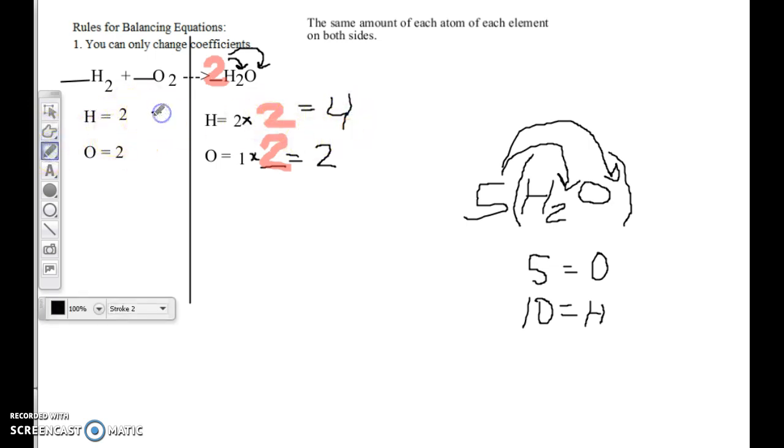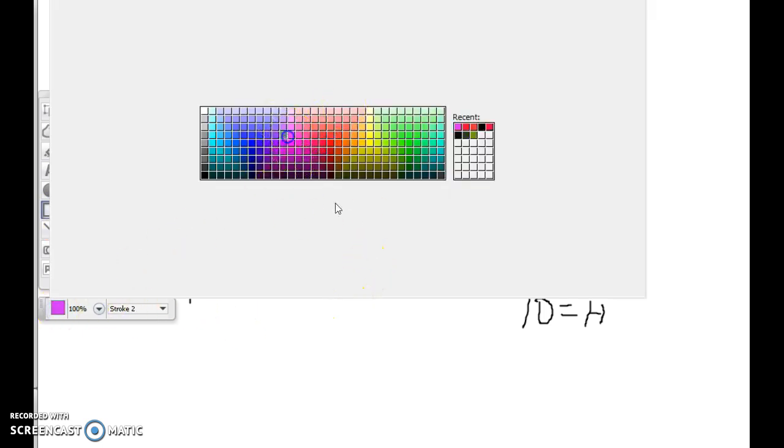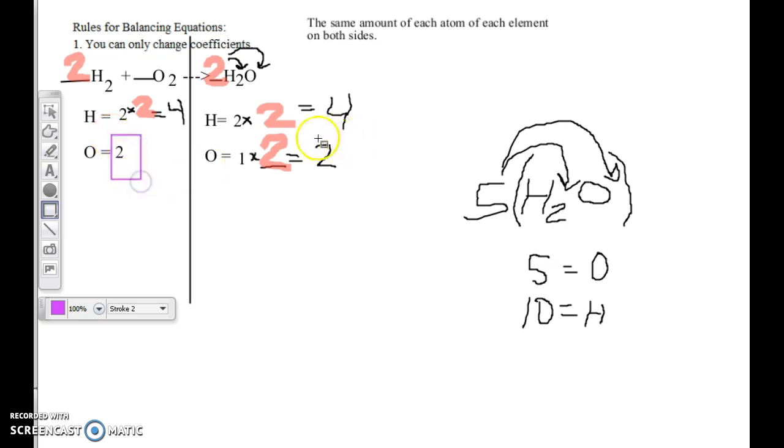So now, instead of 2, I need a grand total of 4 hydrogens on the reactant side. So what am I going to add in front of the H2? So what am I going to put as my coefficient? I'm going to put a 2, because 2 times 2 equals 4. Now I have 4 atoms of hydrogen on both sides and 2 atoms of oxygen on both sides, so it is balanced. Woohoo!